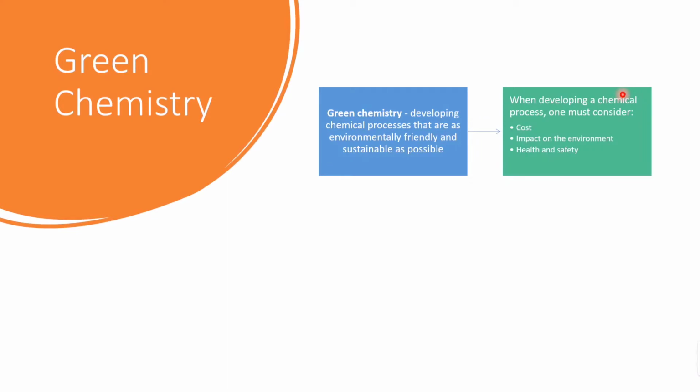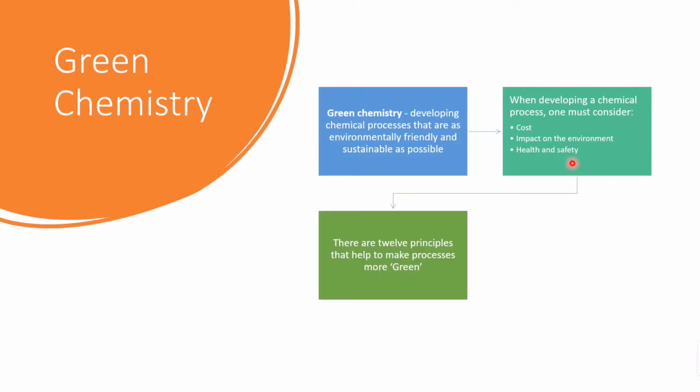However, when developing a chemical process, we're not just thinking about the environment. We also have to take into consideration cost, impact on the environment, of course, which is our green chemistry, and health and safety. This is of the workers, and this can also include the environment around them. There are 12 principles that help us to make chemical processes more green. When we say more green, this is more environmentally friendly and more sustainable.